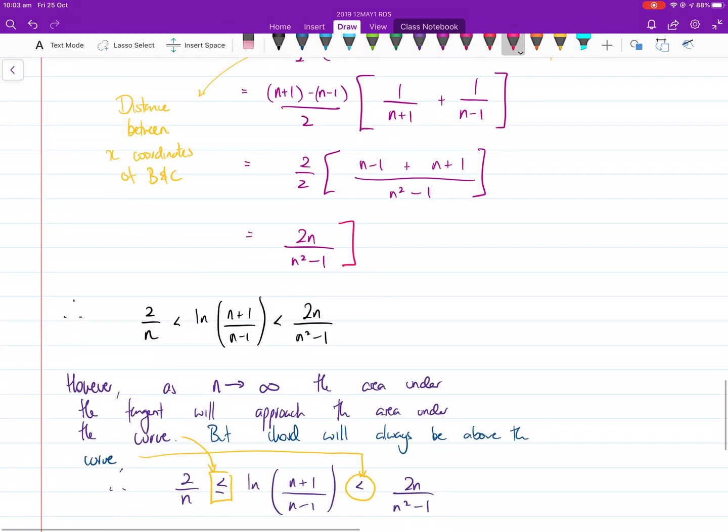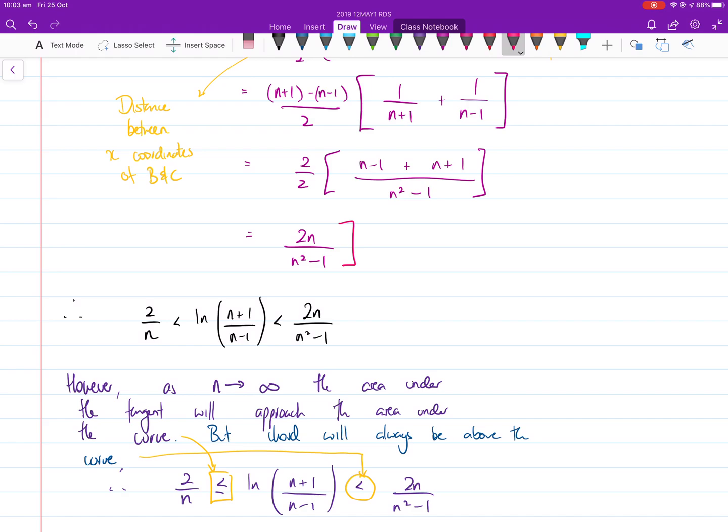What we have proven so far is this statement in black. That 2 on n is the smallest area, 2n on n squared minus 1 is the larger area, and so the log of (n plus 1) over (n minus 1) must be in between those two. The question, however, adds less than or equal to. Now, this is where it gets a bit finicky, if you like. We've got to think about why we have that equality there. That's because as n approaches infinity, so if n is quite large, then the tangent itself will be very, very close to the curve. Infinitely close, in fact. And so as n approaches infinity, we actually get an equality of those two things.